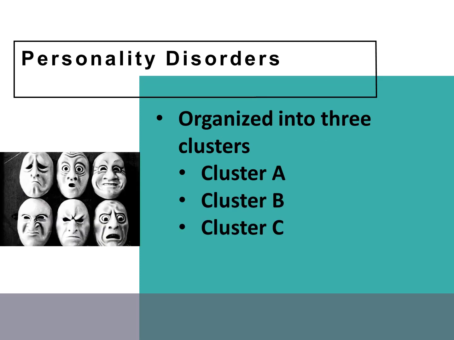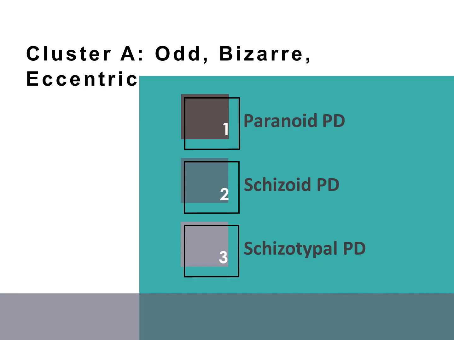We're going to move into our personality disorders. Personality disorders are organized into three clusters, and that'd be clusters A, B, and C. And they're clustered into this based on some commonalities that they share. So these personalities tend to be similar. The first thing we're going to look at is cluster A, which are odd, bizarre, or eccentric personalities. And there's three personality disorders that go into that. There's your paranoid, schizoid, and schizotypal personality disorder.